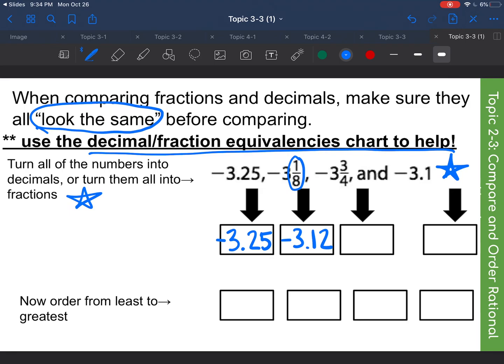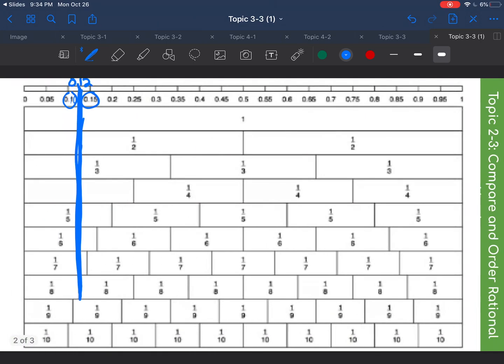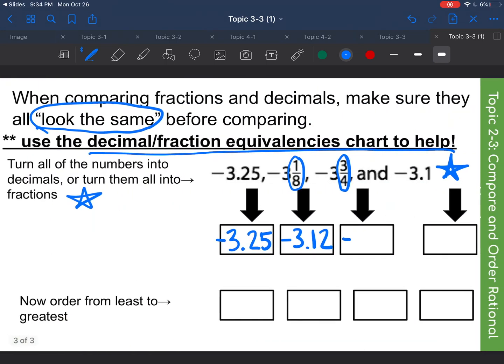Now the next one, -3 and 3/4. We need to figure out what 3/4 is in decimal form. I see 3/4 is 1/4, 2/4, 3/4. If we draw a straight line up, it's equal to 75/100ths. So this is -3 and 75/100ths. And the next one is -3 and 1/10, which is already in decimal form. But in order to compare, all of these have 2 decimal places, so I'm going to add a 0 so they all have the same number of decimal places, so it's easy to compare.